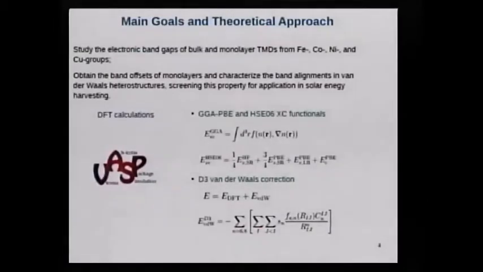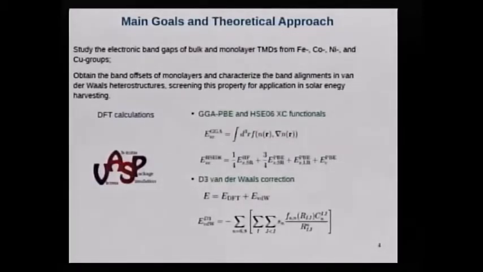So the goal of this work is to study the electronic band gaps of the bulk and monolayer transition metal dichalcogenides from the iron, cobalt, nickel, and copper groups, principally to obtain the band offsets of the monolayers and characterize the band alignments of the van der Waals heterostructures that can be obtained with these monolayers, in order to screen specifically these properties for the application of solar energy harvesting.